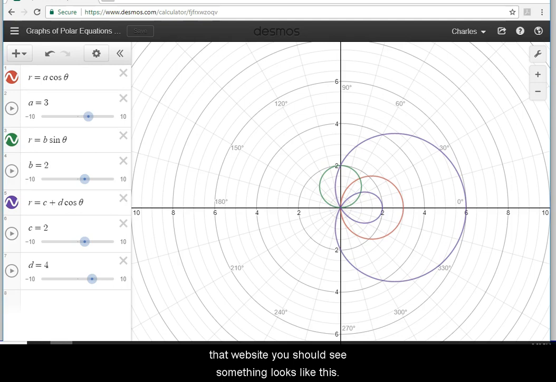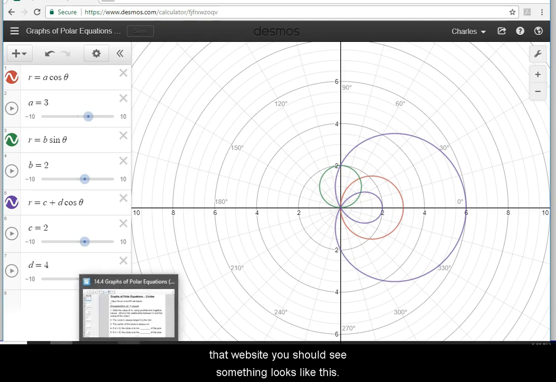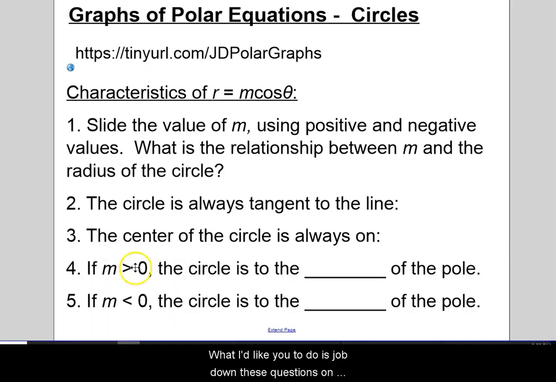What I would like you to do is jot down these questions on your notebook paper so that you can discover the answers. So set up your notebook paper, and we're going to look for the characteristics of an equation of the form r equals m cosine theta. I want you to play with the value of m a little bit using the slider that I've set up, and use positive and negative values and determine what is the relationship between m and the radius of the circle.